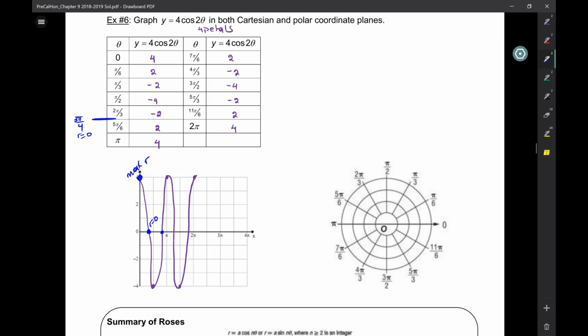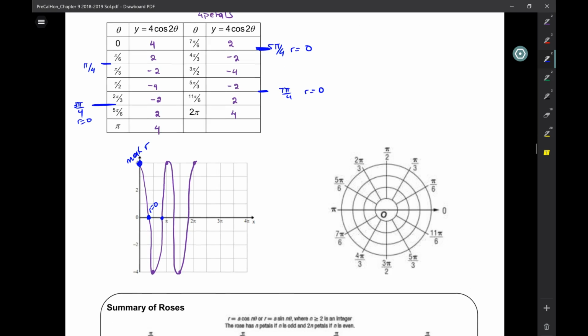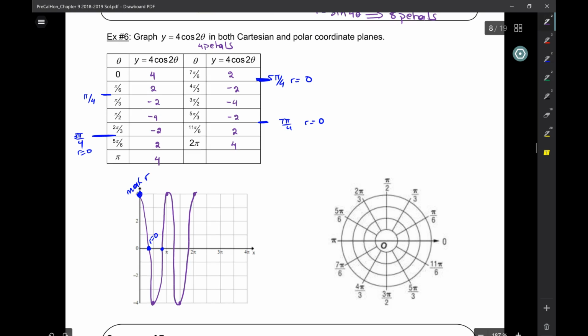Okay. At pi over 4, it hits 0. And then where else does it hit 0? Right here, at 5 pi over 4, r is 0. And then here at 7 pi over 4, r is 0. Okay? So take a look at what's going to happen now. Let's graph it here. When theta is 0, r is 4.